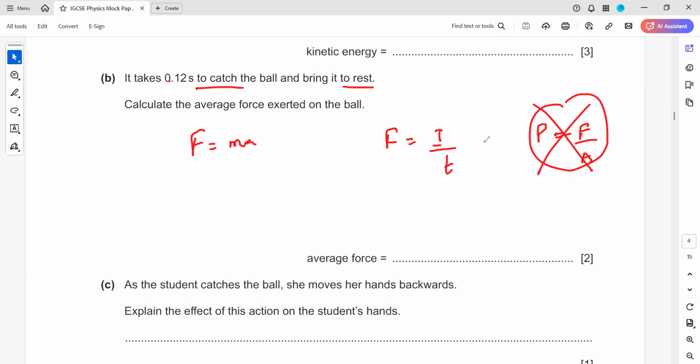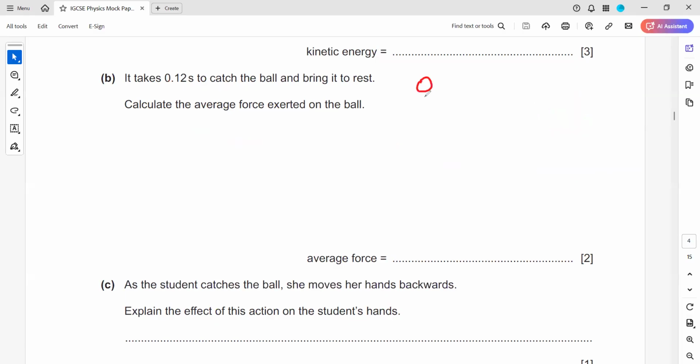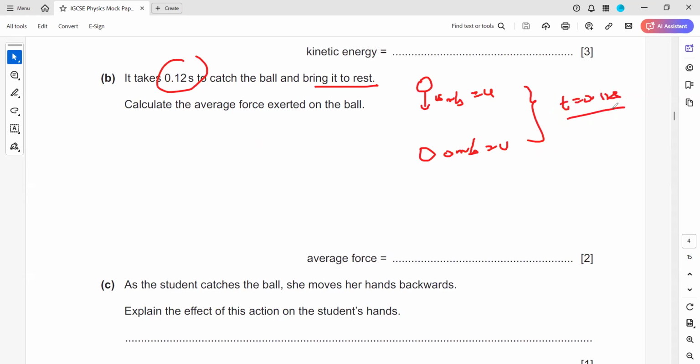But we can use either of these two, because impulse is a change in momentum. The mass of the ball is given to us in the beginning, and we also know its velocity. The ball was moving at a speed of 18 meter per second and it was caught. When it is caught it will be stopped, brought to rest. So the initial speed is 18 and the final speed is 0. What about the time interval? The time interval is 0.12 seconds.